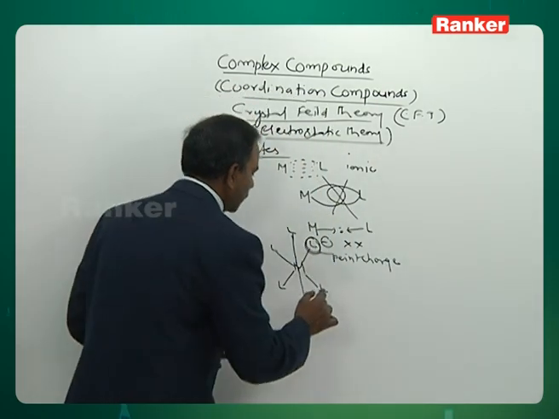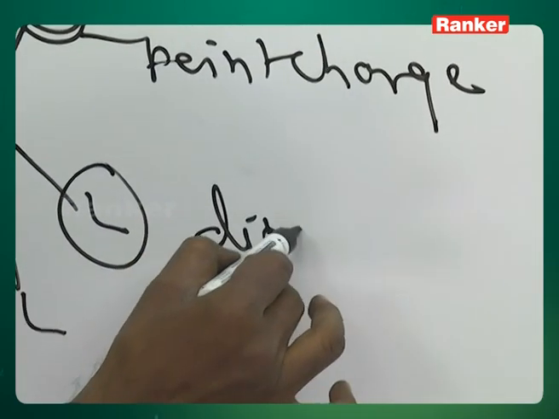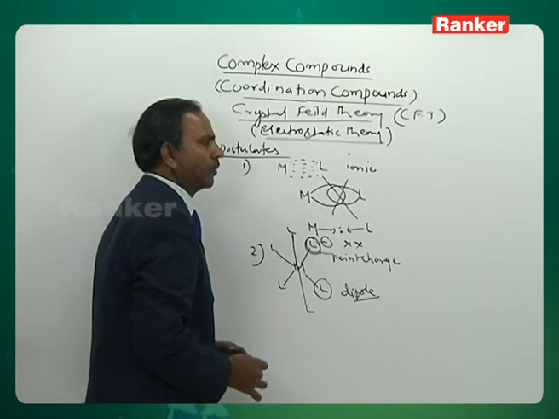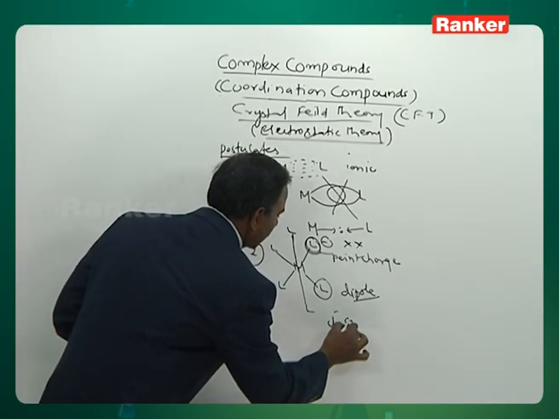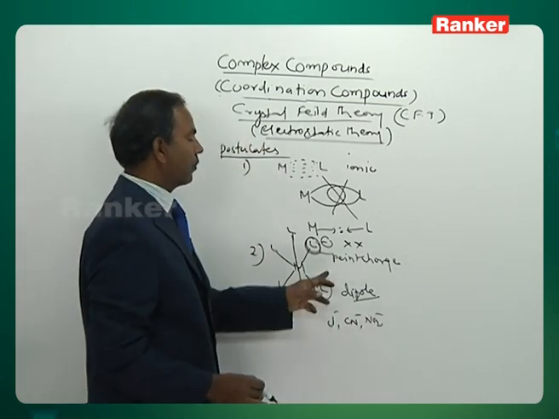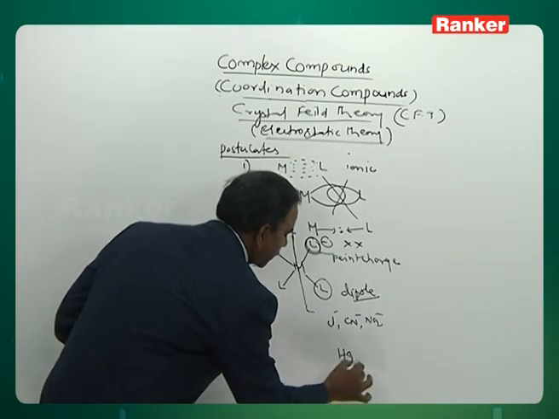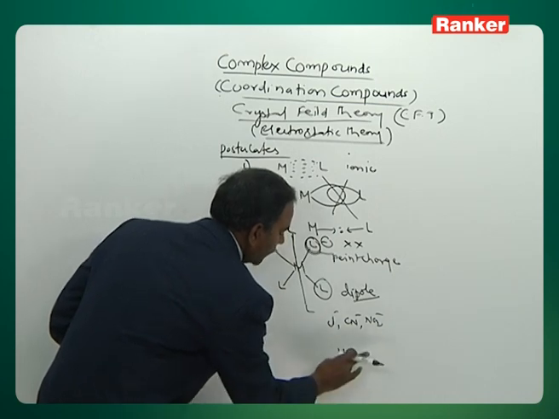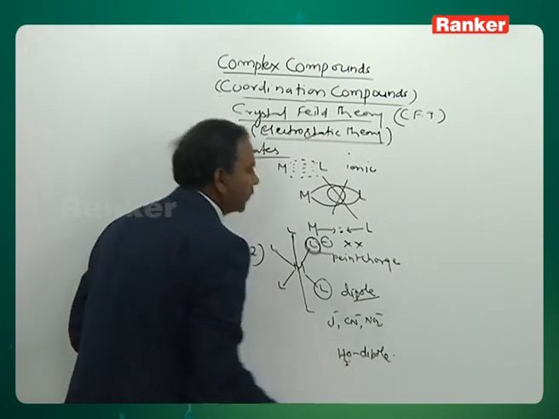Next, suppose you are considering a neutral ligand. A neutral ligand is considered a dipole. Negative ligands like Cl-, CN-, or NO2- are point charges. Now if you take an aqua ligand like H2O, you can take it as a dipole.